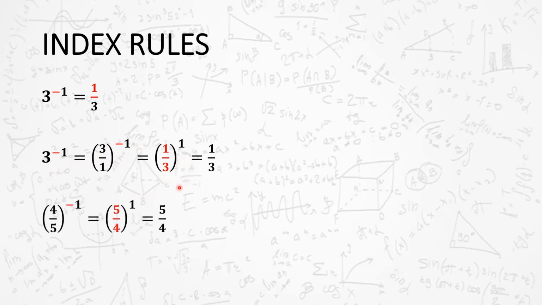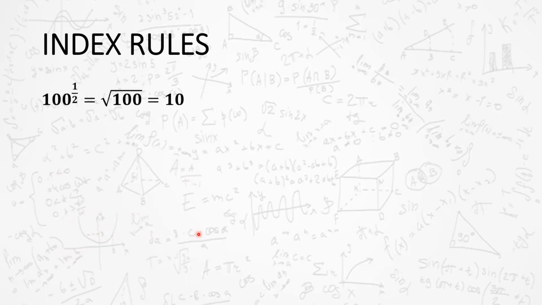If we have a fraction, 4 over 5 to the power negative 1, again, the negative sign flips the fraction as the reciprocal. So 4 over 5 becomes 5 over 4, and the negative sign did its job. To the power 1 is itself. Therefore, the final answer is 5 over 4. So those are the negative indices.